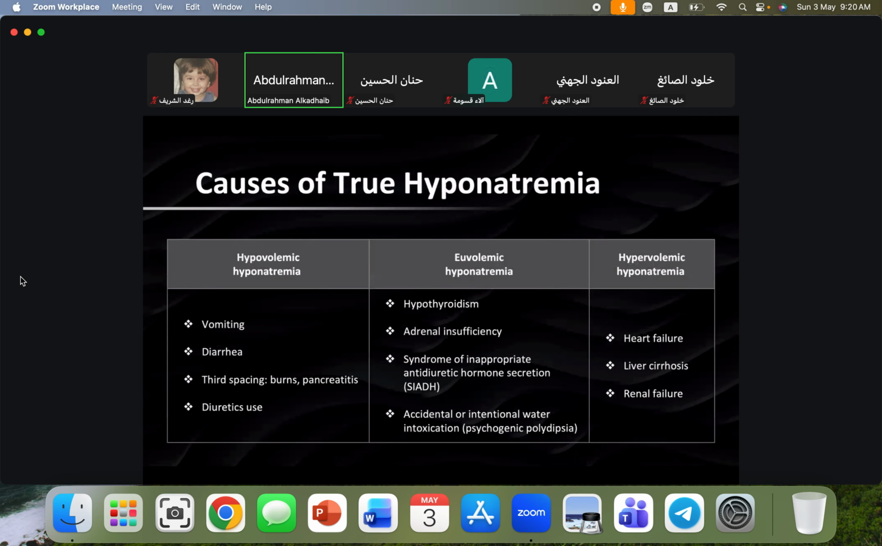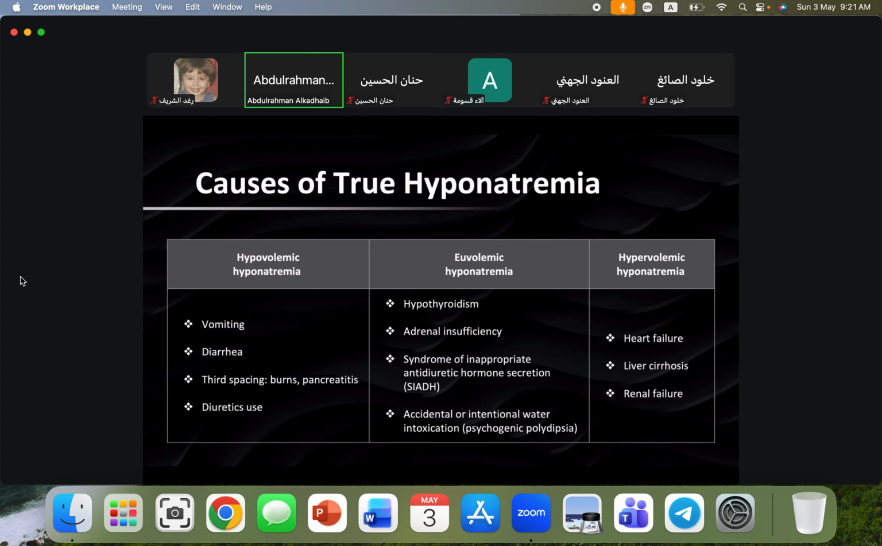Okay, so once we confirm that the hyponatremia is true, as we said, we can classify it into three main types: hypovolemic, euvolemic, and hypervolemic, based on the body volume. And those are the main causes of each subtype. In cases of hypovolemia, as the name states, it's usually caused by fluid loss, such as GI loss, vomiting, or diarrhea, and third spacing, such as in cases of burns or pancreatitis. What we mean by third spacing is basically the shift of fluid from the intravascular space to the interstitial space. The last causes include diuretic use or renal losses.